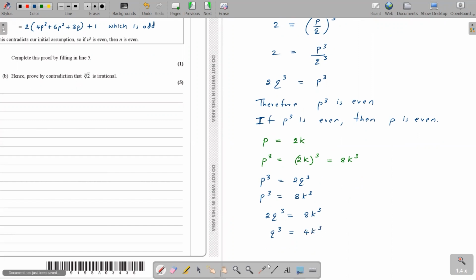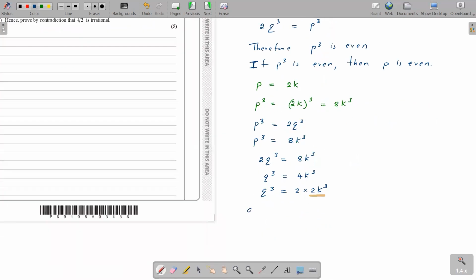So once again, what do you understand about Q cube here? Q cube is even or odd? Because it's 2 multiplied by 2K cube, right? Now K is some integer. So 2K multiplied by 2 is an even integer, isn't it? So you can say here Q cube is even. So if Q cube is even, what does it mean? Therefore Q is even.